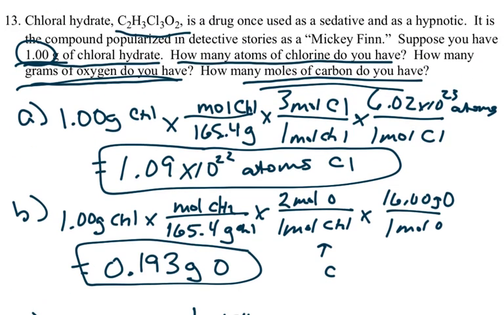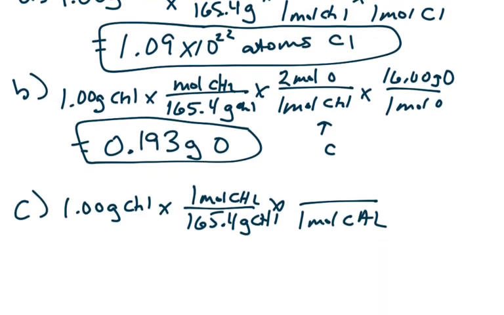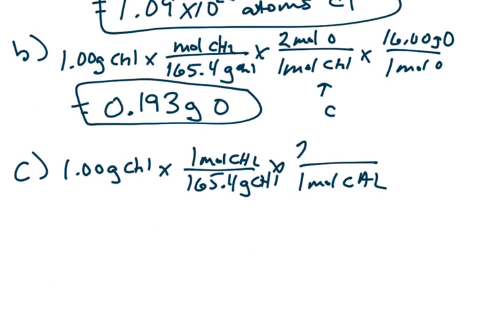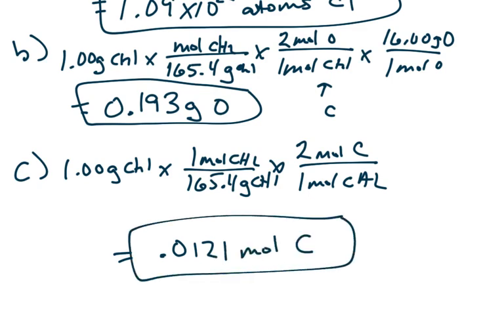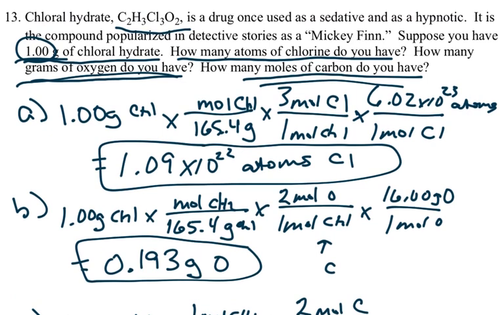1 mole of chlorohydrate, there's 2 moles of carbon. So there's 2 moles of C. Since we're in moles of C, we are done. 0.0121 moles of C. That is that problem. All finished. Yay!